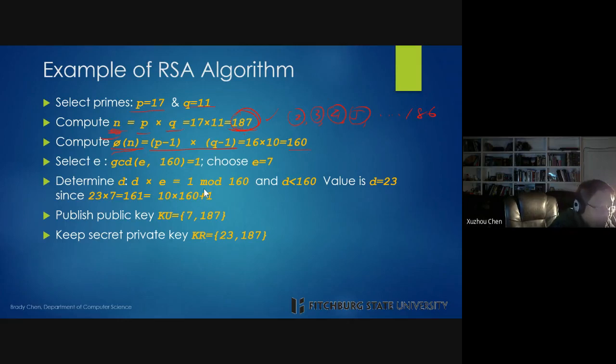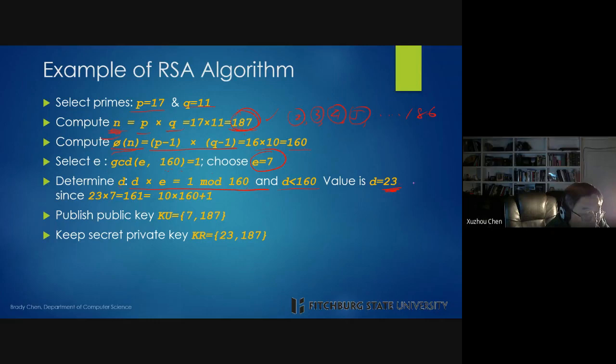And then I can select the E, making sure that E is relatively prime to phi of n, which is 160. So I pick E equals 7. I can pick any other E. Now, the next step is relatively tricky, but it's doable. You determine D such that D times E equals 1 modulo 160, and D should be less than 160. Then I find D equals 23.